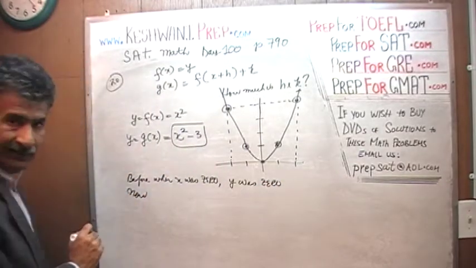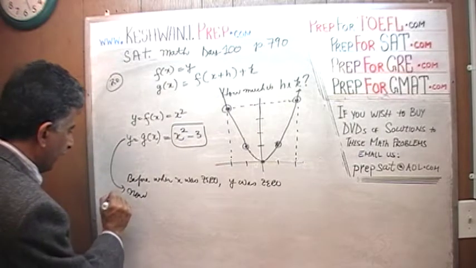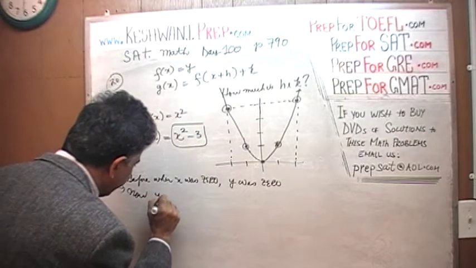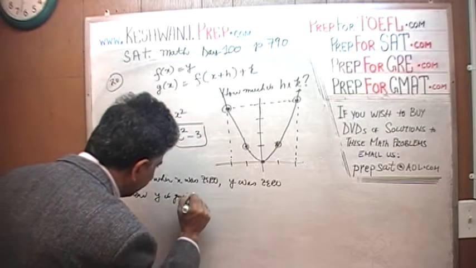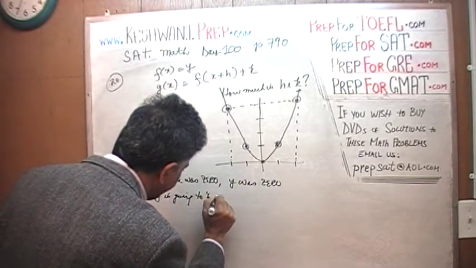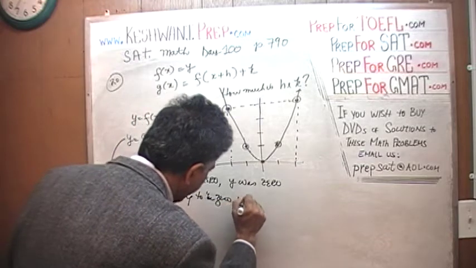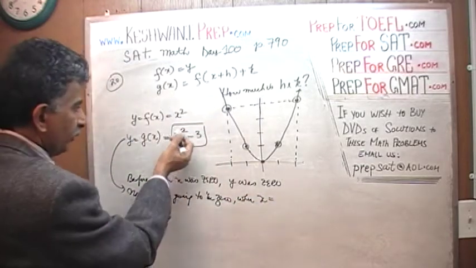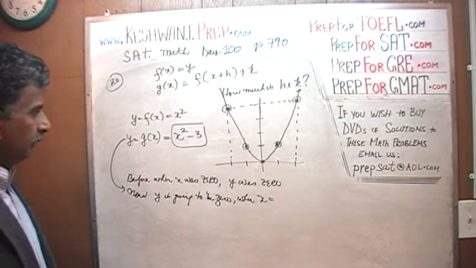Now, and when we say now, we're talking about this new relationship. Now, y is going to be 0 when x is, let's find out, shall we? We want this quantity to be 0. How can we make it 0?